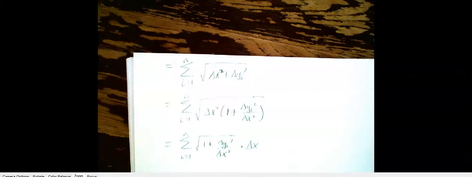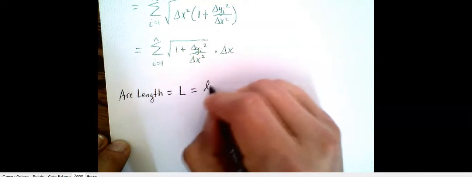Now again, you can see that this is still only approximately equal to the arc length that we're looking for. So again, we're going to induce a limit to help us get it exactly. Therefore, the arc length L is equal to the limit as n goes to infinity of this infinite sum.